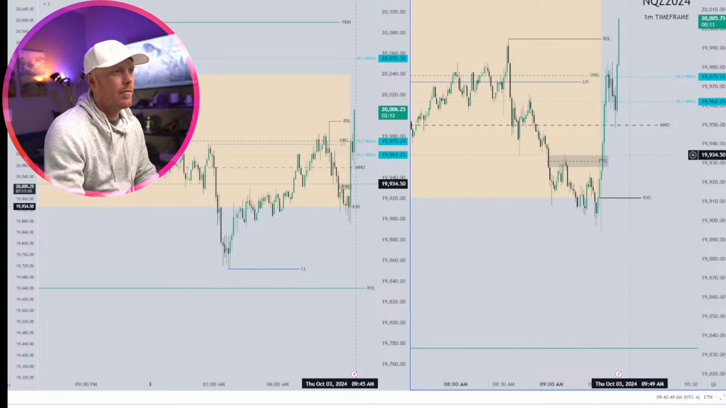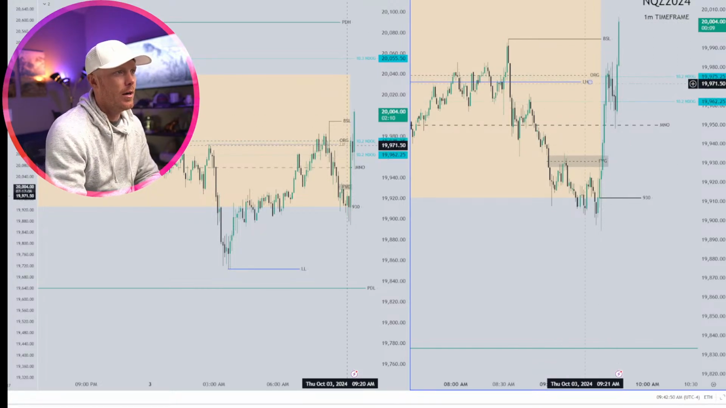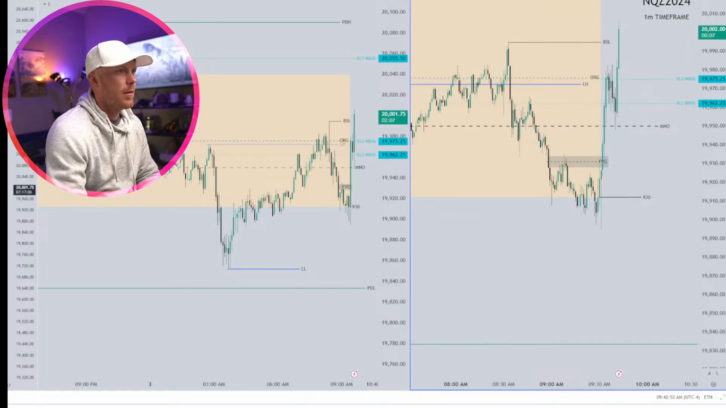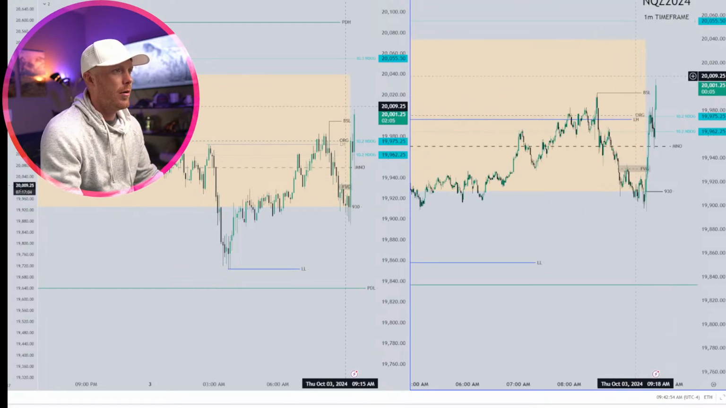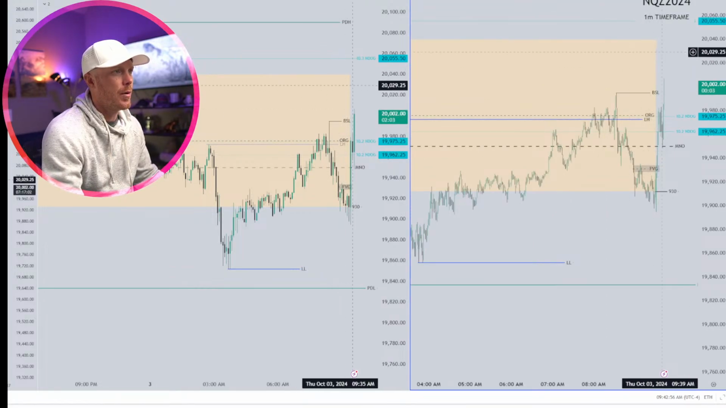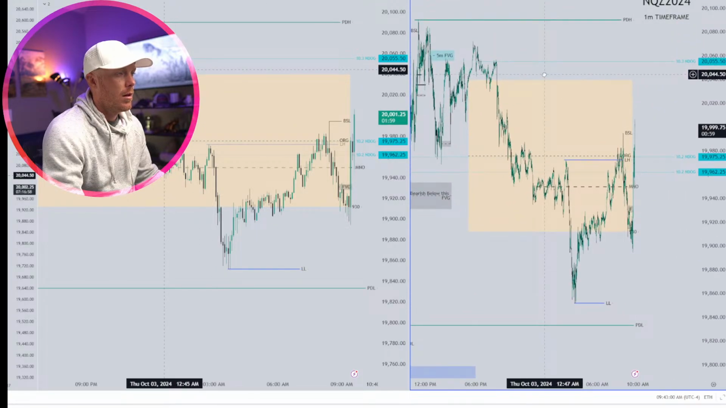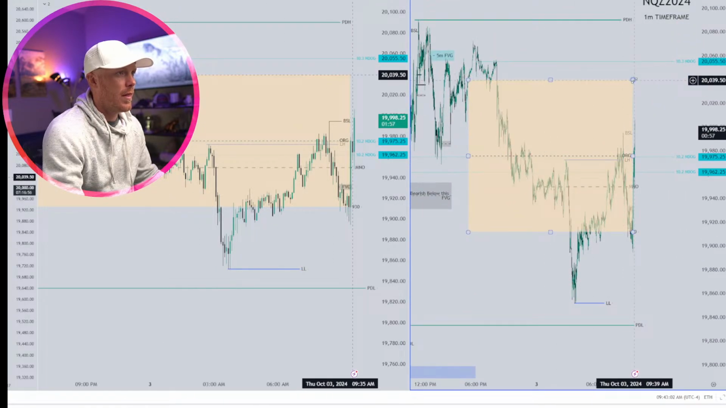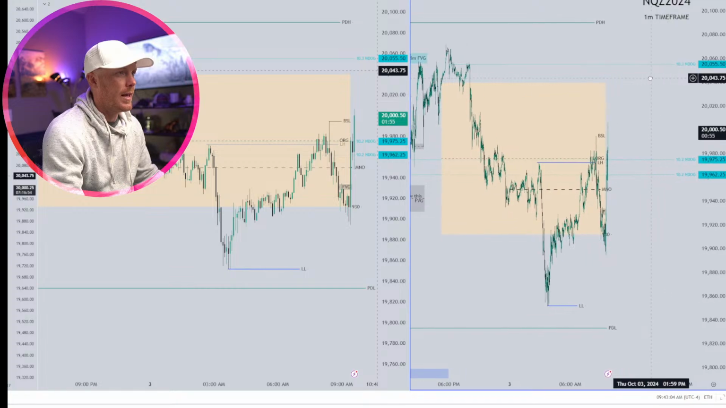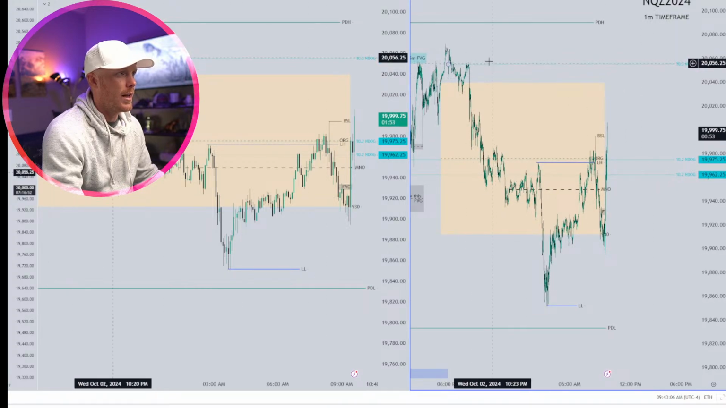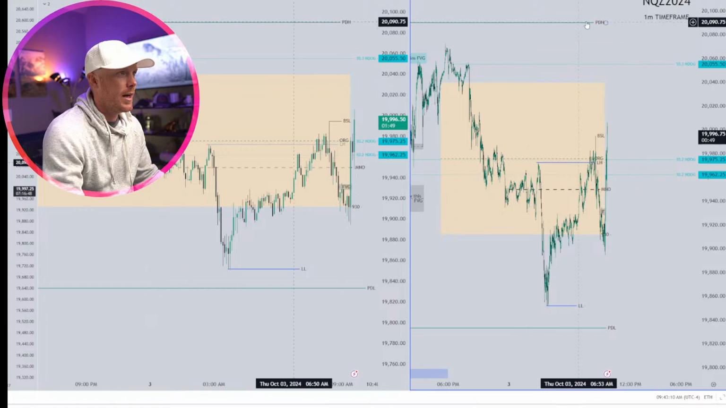All right. Nice reaction off of this. Great push higher. My next point of interest is filling this opening range gap, seeing how we react with that. We have our new day opening gap sitting right here, right next to this swing high. And then we have previous day high up here.